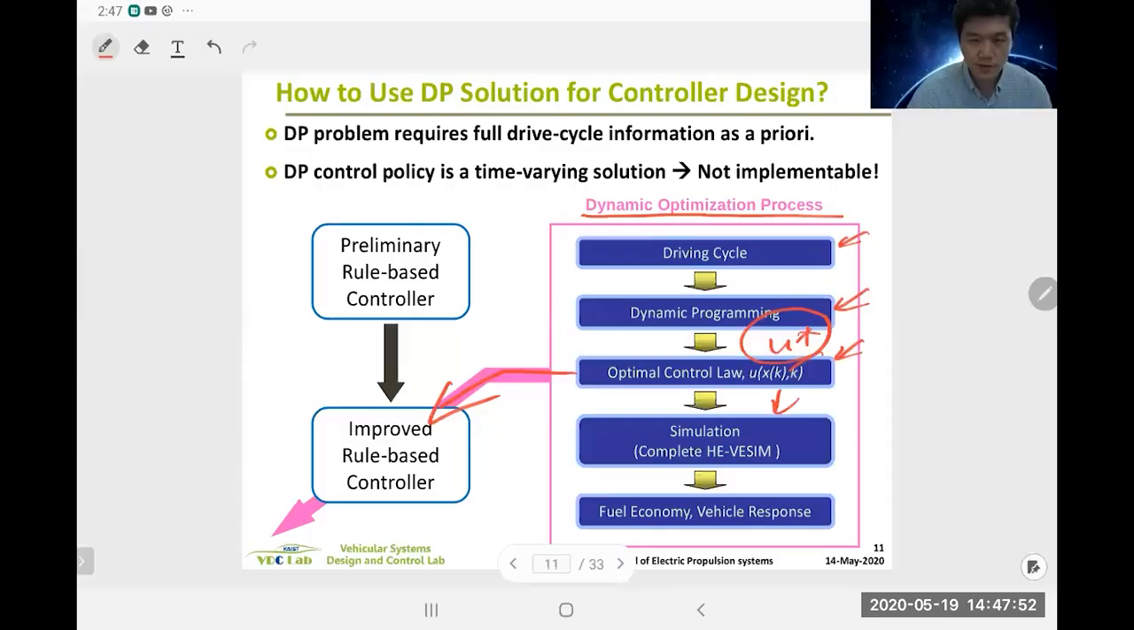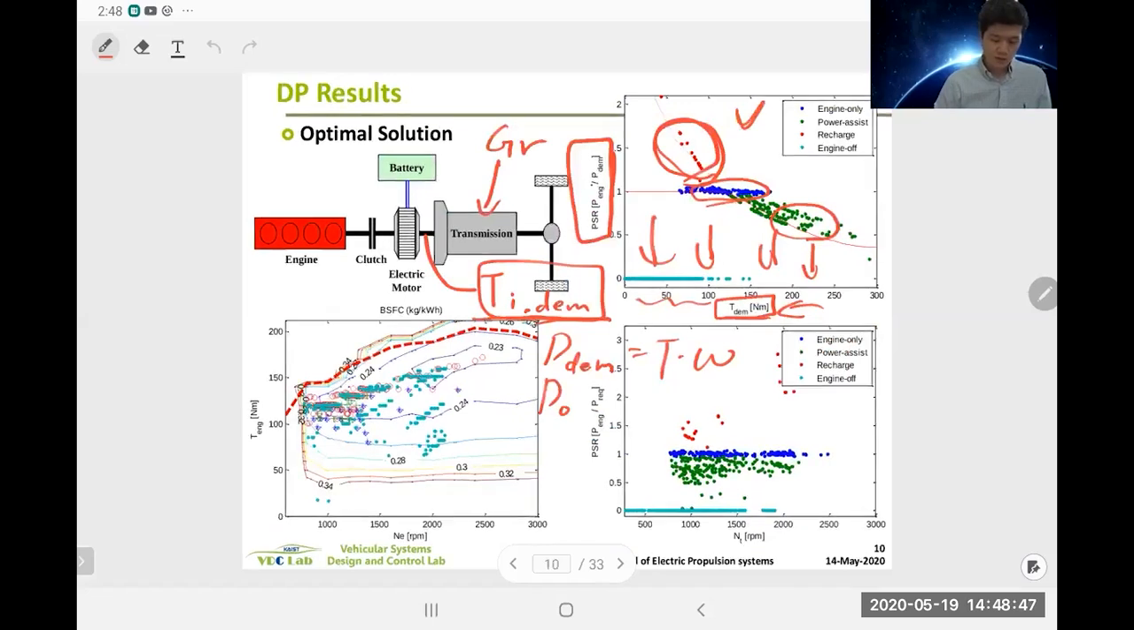DP outputs U star, that's a function of state and K, where velocity and power demand are predetermined for each K. So this is no longer a time-varying controller. Okay. So this is optimal for that K, where K has power and velocity fixed. So we can't directly use this U star. Okay. So we had to extract a strategy from it in a language we can understand, and that's what we did here.